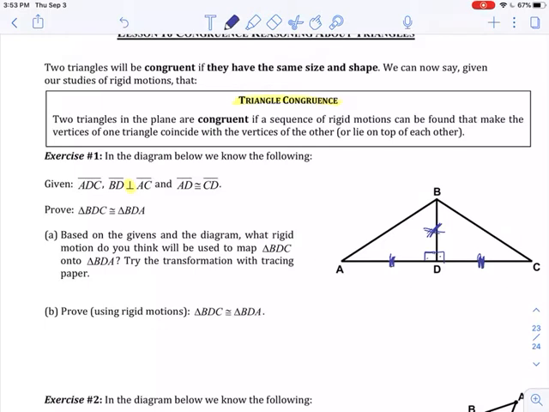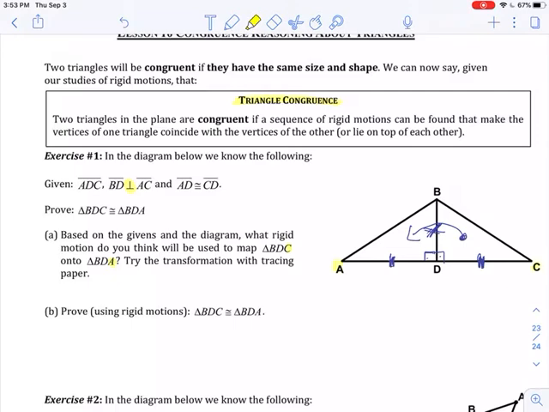Based on the givens in the diagram, what rigid motion do you think will be used to map triangle BDC onto triangle BDA? Try this transformation with tracing paper. We don't need to use tracing paper. But basically, how did this triangle BDC, the triangle on the right, map onto the triangle on the left? Did I do a translation, a reflection, a rotation? What did I do? Remember, we can look at the order of the letters, like look at the C and look at the A. Those correspond to each other.